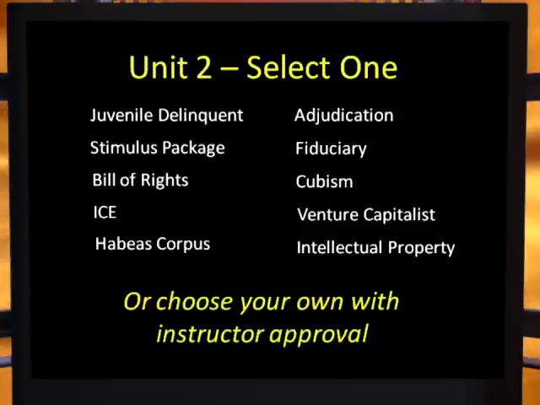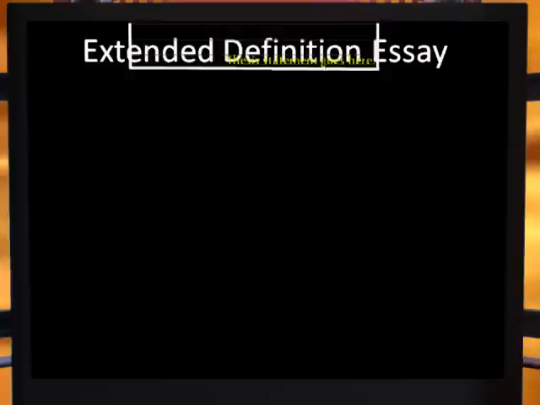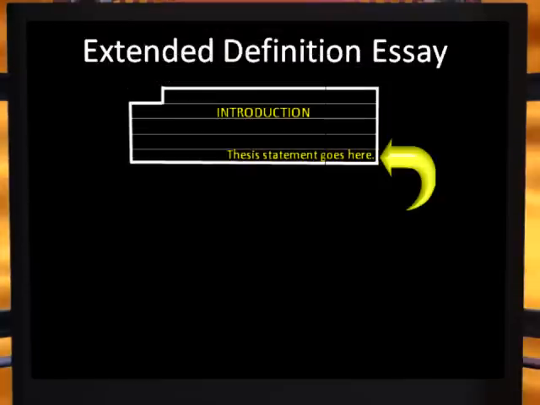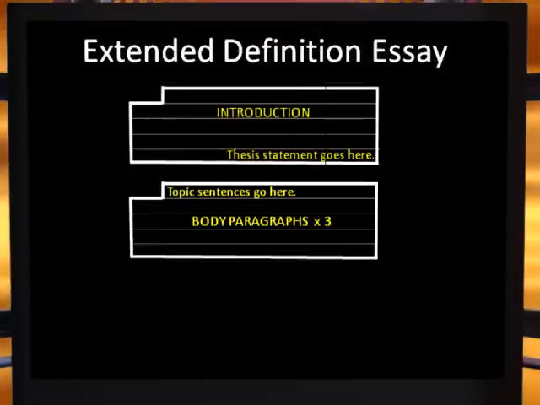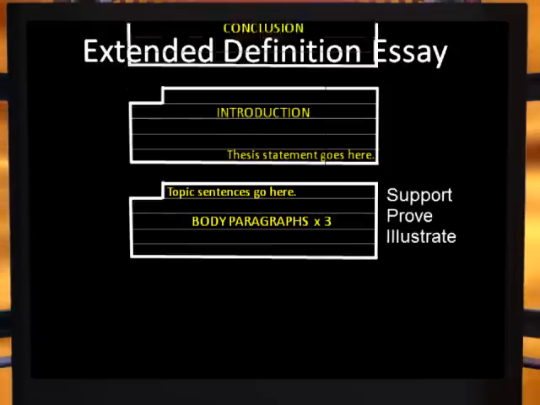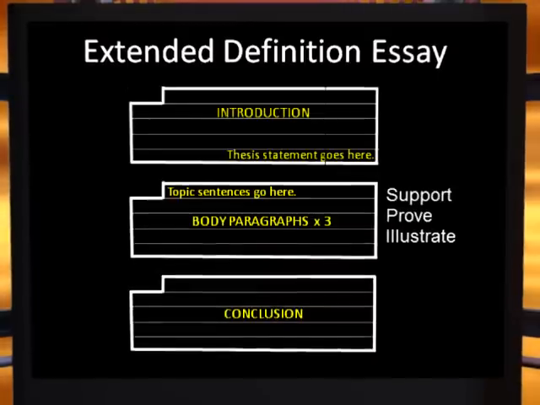However, regardless of the term you choose, you'll be writing what is called an extended definition essay. And because you're writing an essay, no matter what else you call it, that means you will, one, state a thesis which expresses your individual point of view or unique take on the term you select. This thesis should be stated at or near the end of your introduction paragraph. Two, develop your thesis with at least three body paragraphs that support, prove, or illustrate your thesis. And three, wrap up your essay with a conclusion paragraph that drives home your main point.